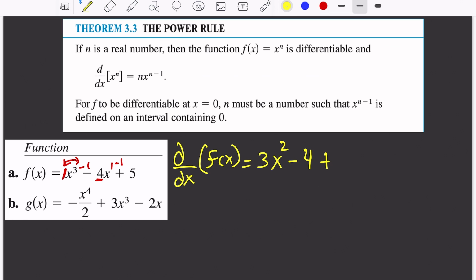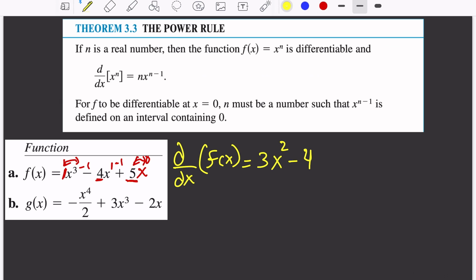And I have a plus 5 here. 5 is a constant, just keep that in mind. If it's a constant, let's assume that we have an x to the power of 0, and we get 5 times 0 is equal to 0. Therefore, if it's a 0 there, we don't need to illustrate that. So all we get is 3x squared minus 4.